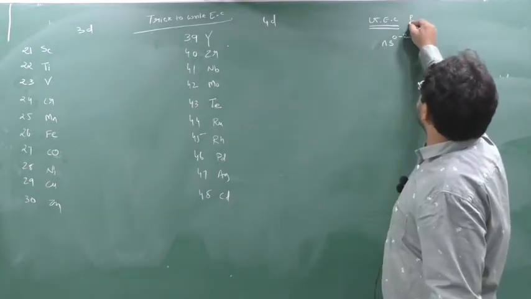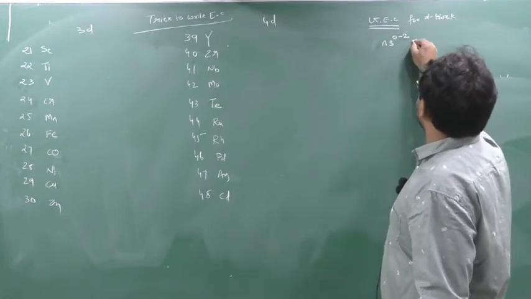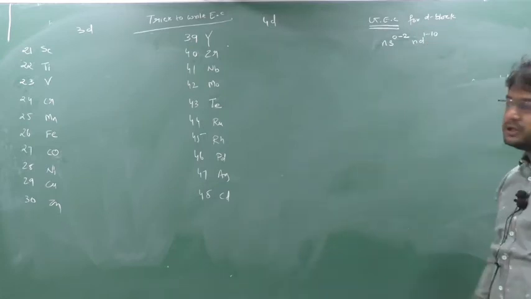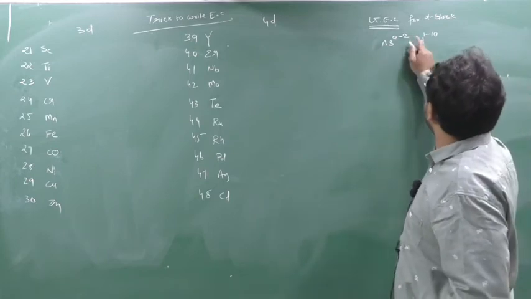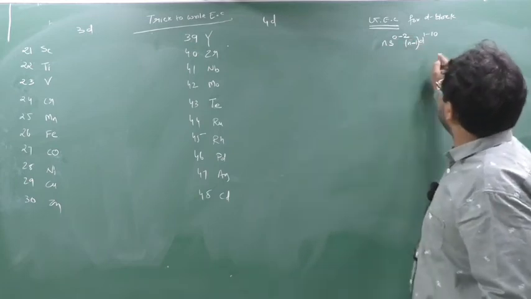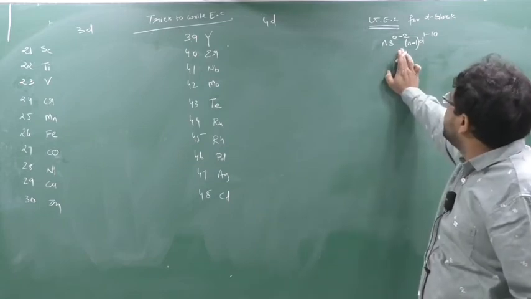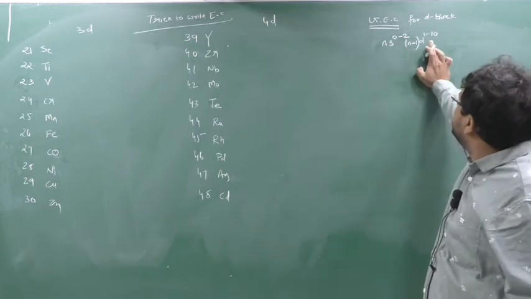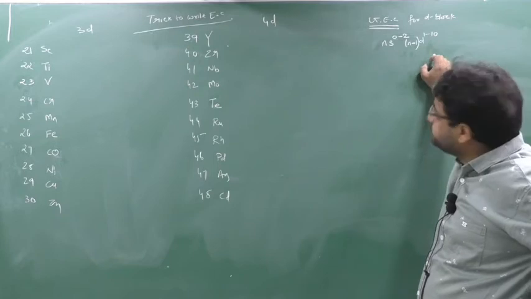General electronic configuration for D block. So ns 0 to 2 and (n-1)d 1 to 10. This is the general electronic configuration of a D block element. Clear? Sorry, (n-1)d 1 to 10. So in s, either 0 can come, 1 can come, or 2 can come. And for d, 1 to 10 numbers will come here. Clear?